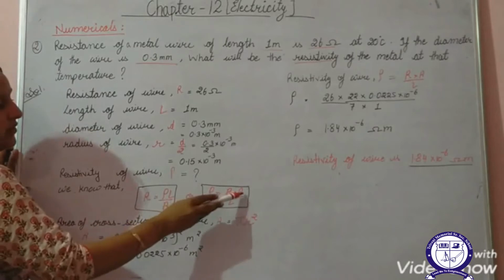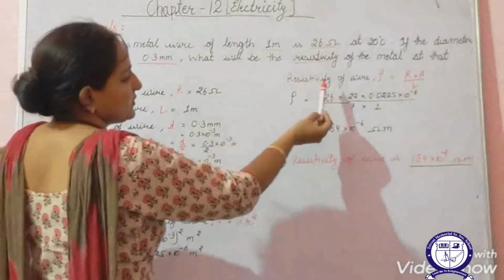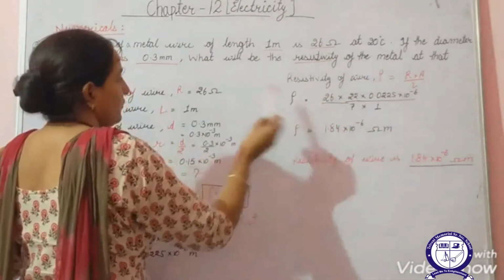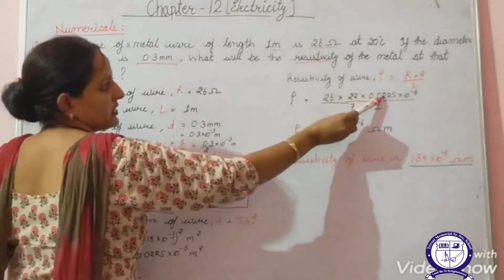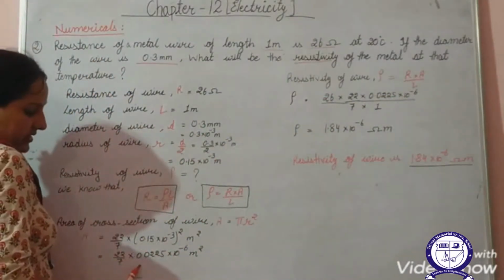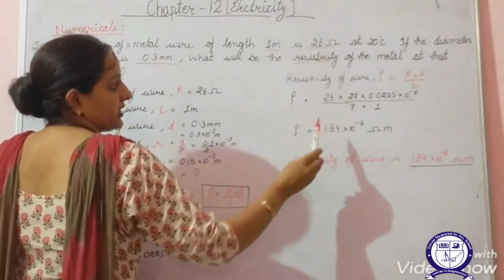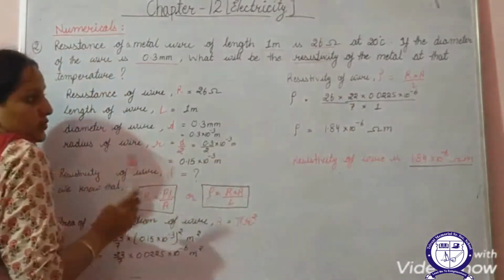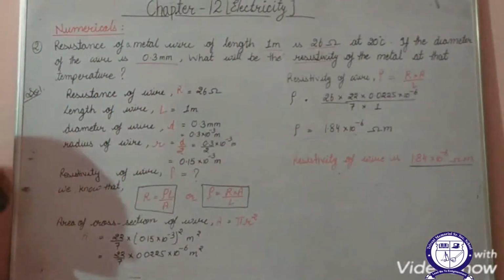Now we will substitute the value of area, length and resistance in the formula of resistivity. So the resistivity of the wire rho is equal to 26, the value of R, into 22 by 7 into 0.0225 into 10 to the power minus 6, which is the value of area, divided by the length, which is given as 1. On solving it, you will get 1.84 into 10 to the power minus 6 ohm meter. So we can say that this is the resistivity of the wire.